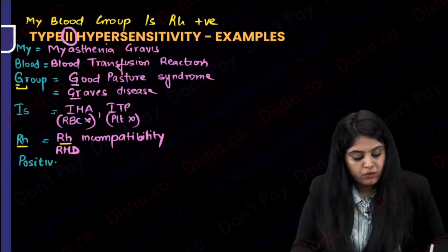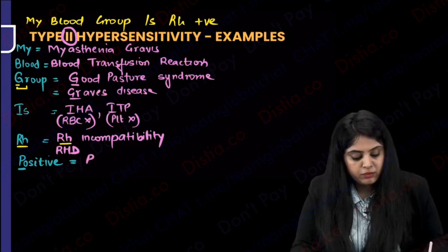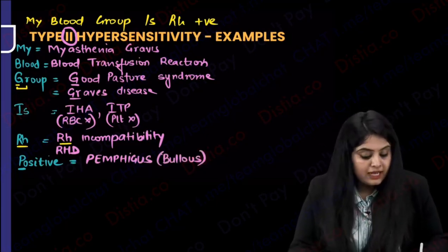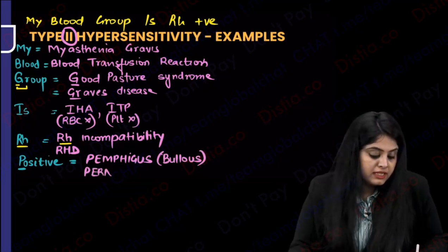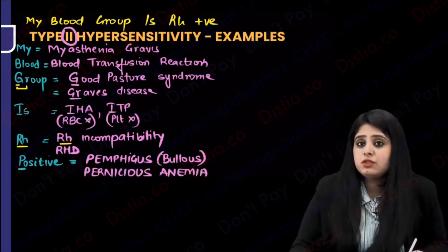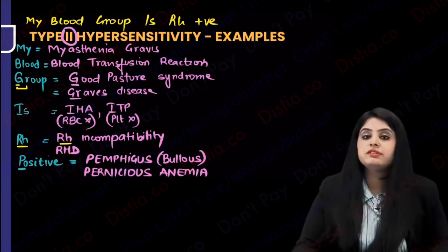When I'm talking about positive, remember P is going to be for two things. One is the very famous skin disorder, pemphigus, the bullous disorder of the skin. And P is also for an anemia that I have discussed in RBCs, that is pernicious anemia. Pernicious anemia is what? It's a kind of megaloblastic anemia, B12 deficiency. That is also type 2 hypersensitivity.